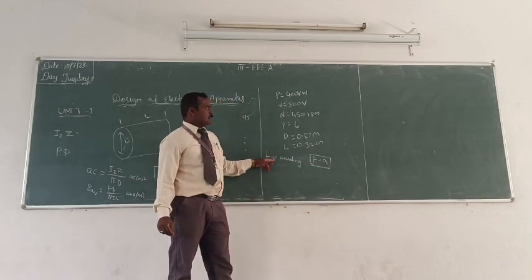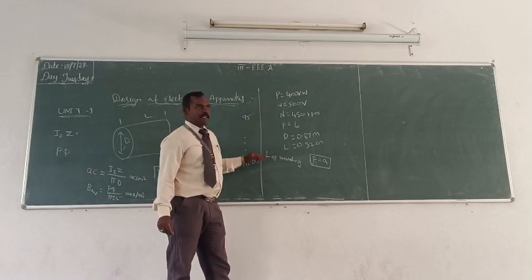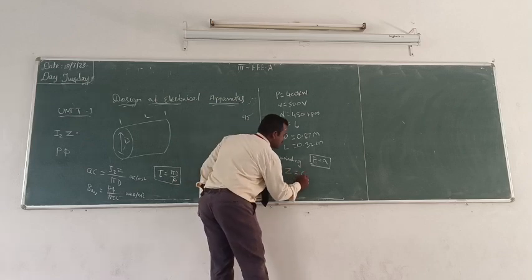They are asking you to find any missing data here. The total number of conductors given is 600.